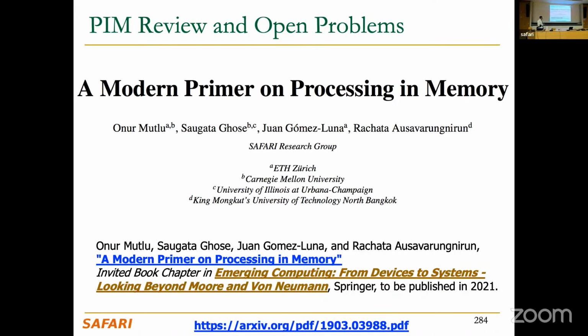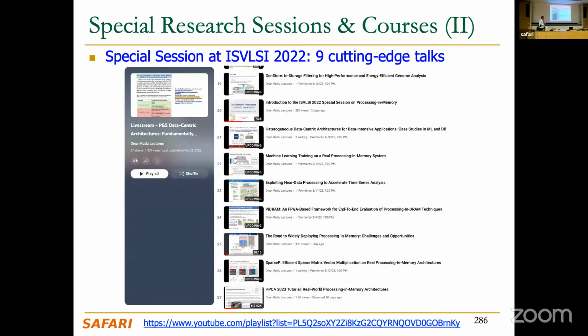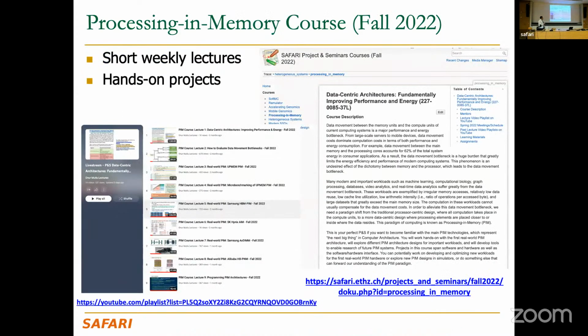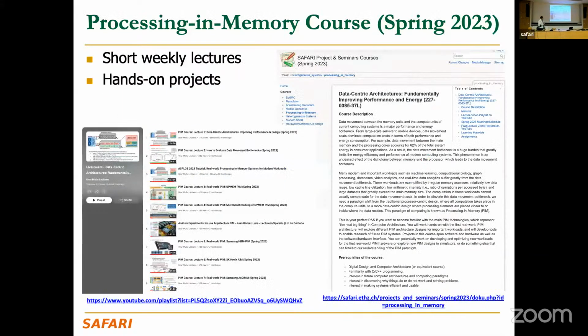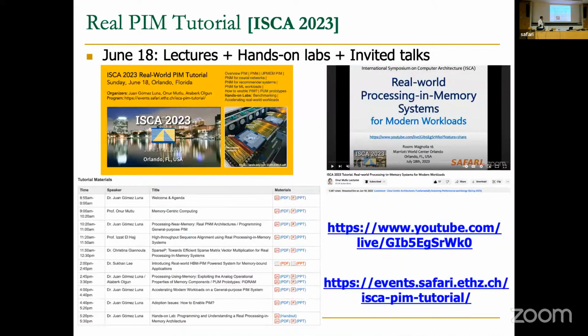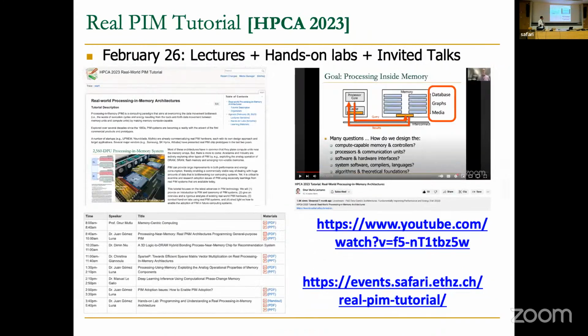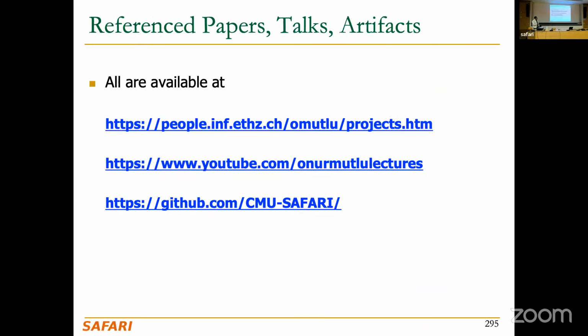Again, if you want to look at more about all of those books that I mentioned, you can look at this book chapter. We also have several videos on our website with classes on processing in memory. This is the class from 2022. We also have a focused class only on that, and we are going to keep giving tutorials in key computer architecture conferences. This particular one is about real processing-in-memory systems and accelerating PIM in different ways. We have an upcoming tutorial on PIM at the MICRO microarchitecture conference in October in Toronto, and all of the resources that I mentioned here are available online.